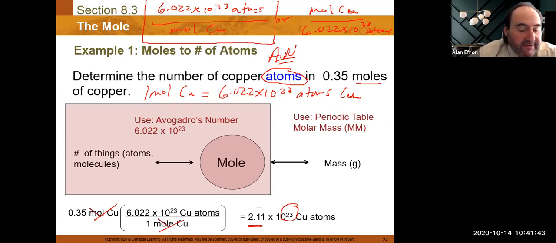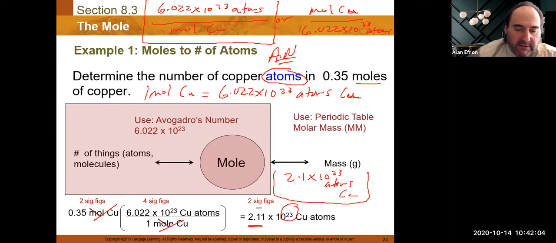In terms of sig figs, we would refer back to our original number here, which has 2 sig figs. So we would end up with 2 significant figures in our answer, so really 2.1 times 10 to the 23 atoms of copper. Any questions on that particular one there?